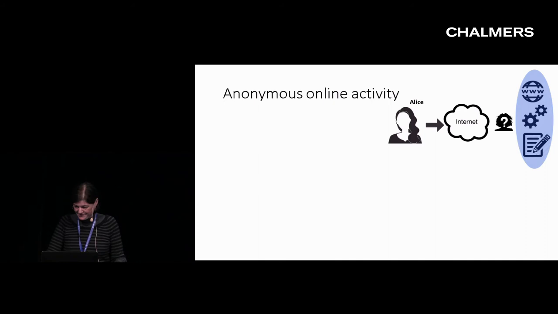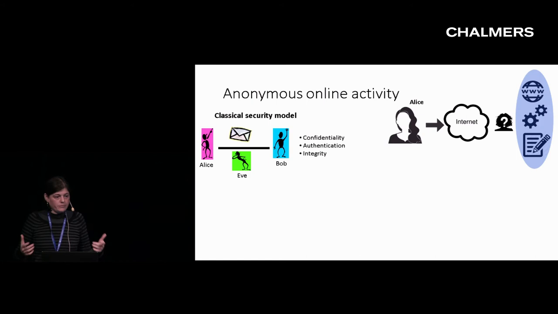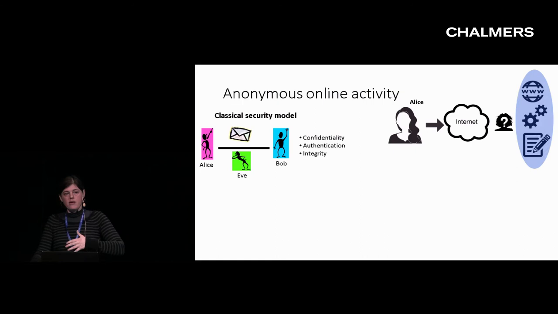So how do you achieve this? For those of you who know about security, you know that in the classical security model, you have two people, Alice and Bob, and they send messages to each other. And you want to have properties for these messages, right? And you want to have these properties towards Eve, who's an adversary, who wants to violate these properties. So you want to have, for example, confidentiality, that whatever Alice tells to Bob, Eve is not able to read in the message, right? And you typically achieve that, for example, with end-to-end encryption.